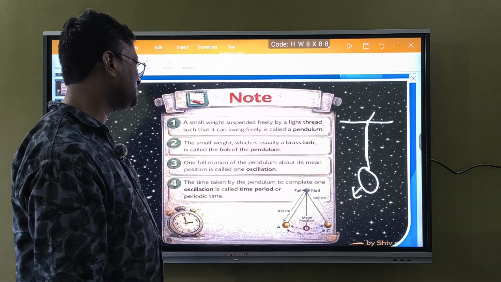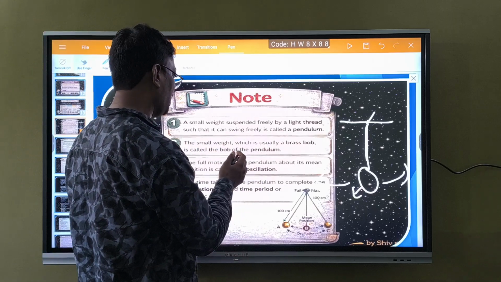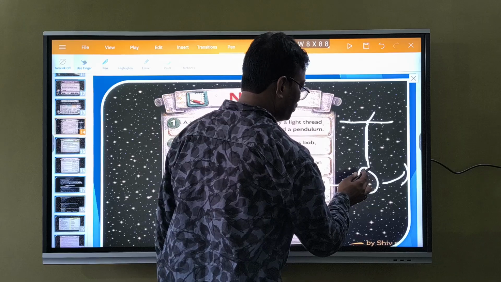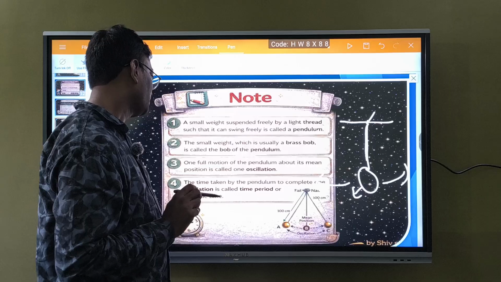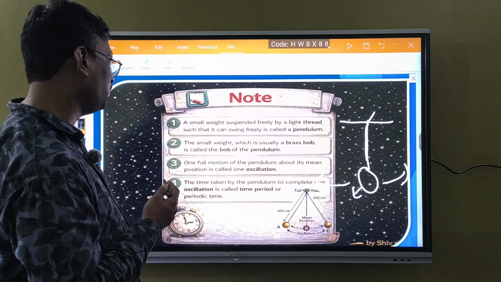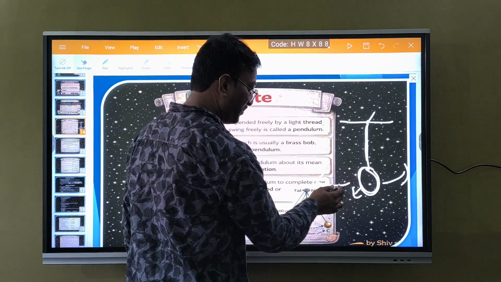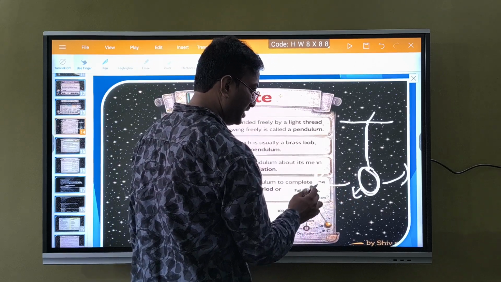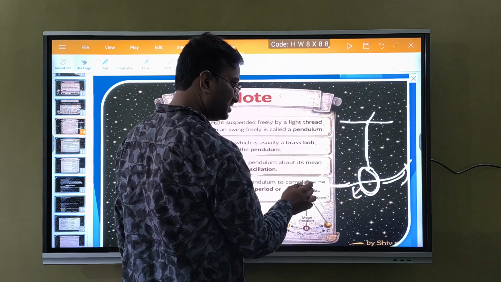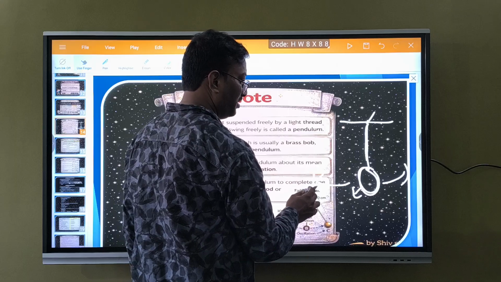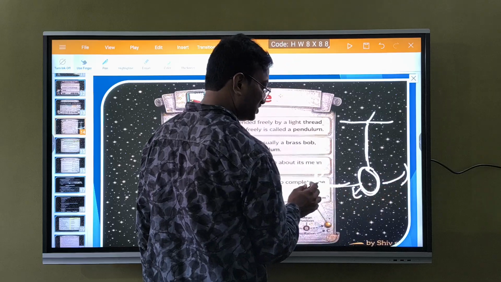The small weight, which is usually a brass bob, is called the bob of the pendulum. The ball we use in our laboratories is called a bob, B-O-B. One full motion of the pendulum about its mean position is called an oscillation. One full motion means, from here it goes to the other end and comes back to the same place where it started. If it starts from here, it goes to the front and comes back to the same place.